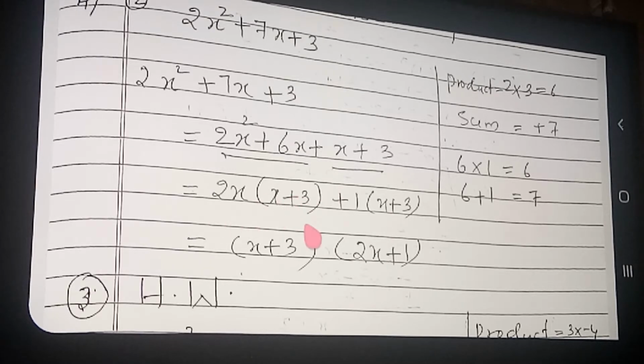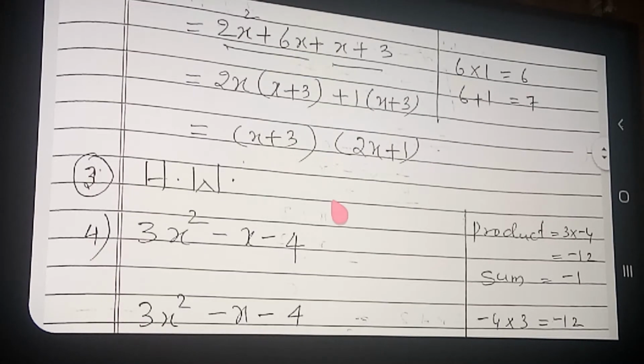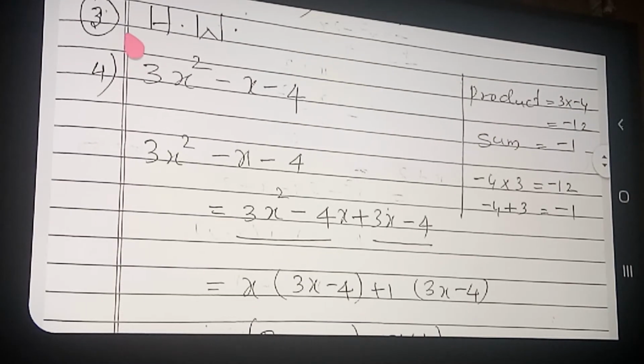So now here and here, which is common? x plus 3 is common, no, take outside. So what is remaining here? 2x, and here plus 1. So you got the factors. So x plus 3 and 2x plus 1 are the factors. Now, the third sum I have given as homework. And move to the fourth sum.